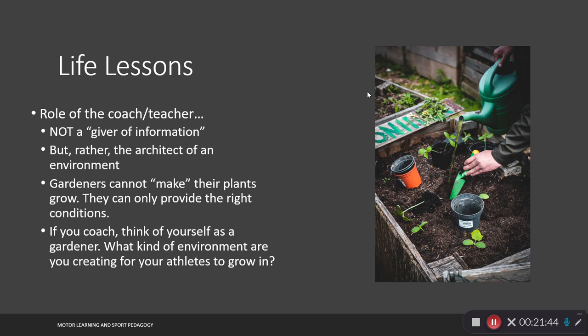So an architect is one analogy. I also like the idea of a gardener. A gardener can't make plants grow. A gardener is there to provide the right conditions. And so as a coach, it's important to say, what kind of environment am I providing my athletes with? Am I providing them with a rich, task representative environment in which they can learn and grow, or am I providing them with a barren, stark one? But again, at the end of the day, they're the ones who grow. You are simply there to provide the environment.